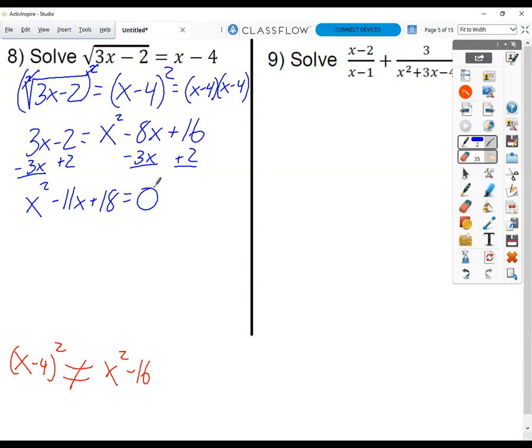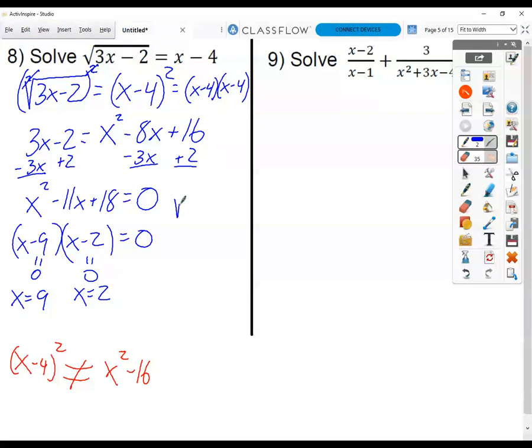Now you want to factor this out. When you factor this out, you'll get x minus 9 times x minus 2 equals 0. Setting each of these equal to 0, you'll get x equals 9 and x equals 2. And these two, we're going to plug back into the original equation and check them out. So if we do the square root of 3 times 9 minus 2, that's going to be 27 minus 2, 25. The square root of 25 is 5. Equals 9 minus 4, which is just 5. So 9 works out.